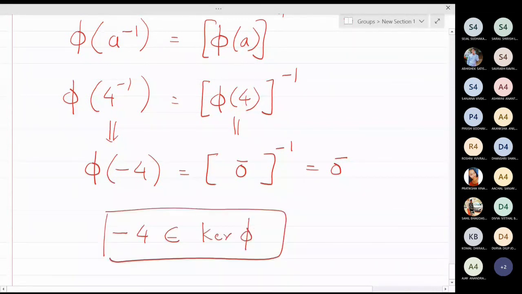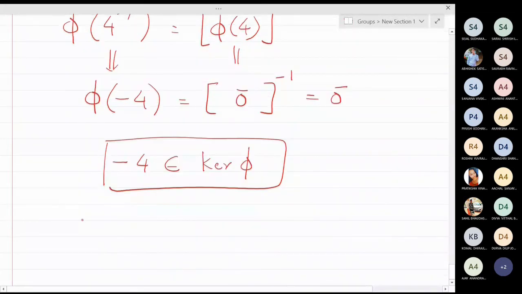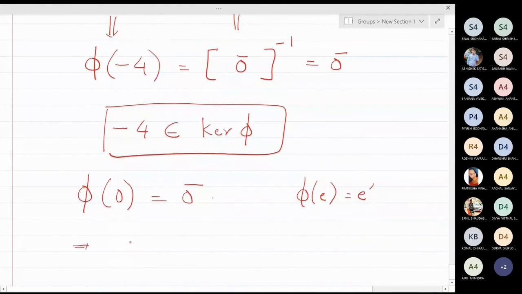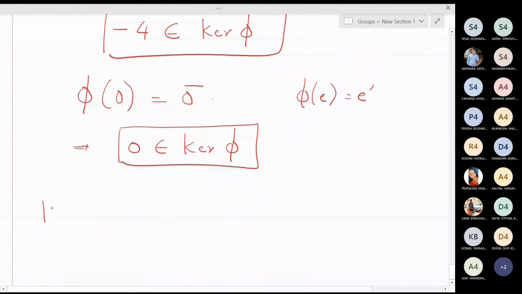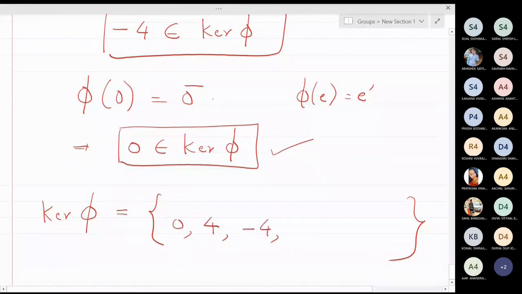Not only this, we all know that phi of 0 is always equal to 0 bar because phi of identity always is equal to identity dash. So this means that 0 also belongs to the set kernel phi. So we have three elements in the kernel phi now. If I write the kernel of phi, I can now list the elements in the kernel of phi. First, 0 will always belong to the kernel. We have also found that 4 belongs to the kernel because phi of 4 is 0 bar and phi of minus 4 is also 0 bar. And now we have to find the other elements that belong to the kernel of phi.